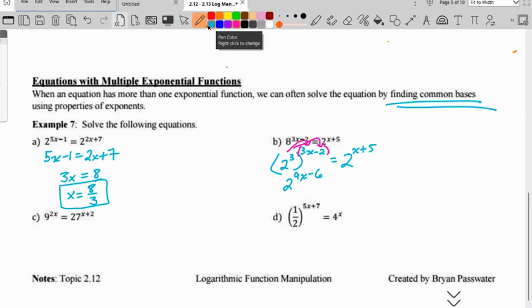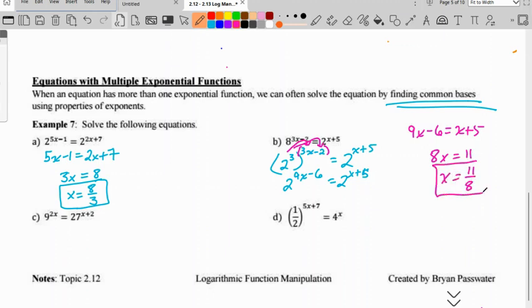And so that's going to equal 2 to the x plus 5. If 2 to the 9x minus 6 equals 2 to the x plus 5, what must be true? Then we just finish solving it real quickly. That's going to give me 8x equals 11, so x equals 11 over 8. And it's an exponential, so I don't have any additional restrictions, and we're good to go.